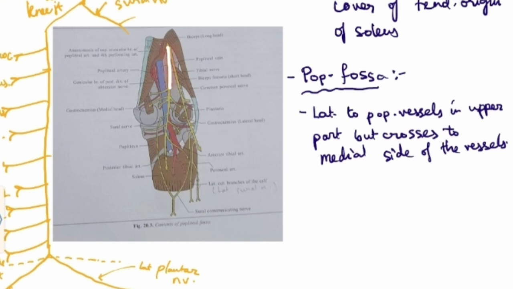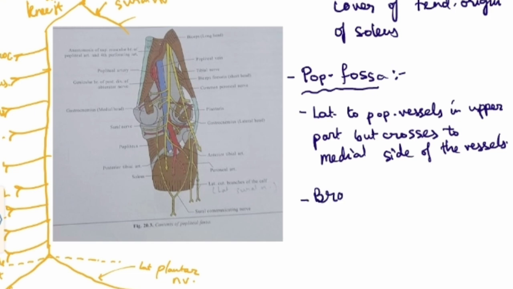Yes, it is going lateral, crossing over and coming to the medial side. Sural nerve is a branch from it. Then it's joining the sural communicating and other nerves. What's important to see is that it's coming from the lateral to the medial side.